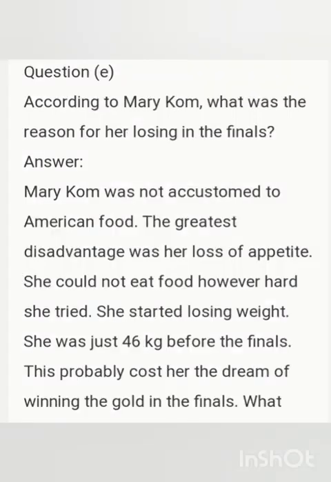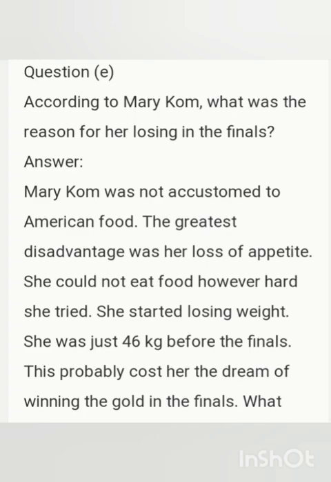Next question. According to Mary Kom, what was the reason for her losing in the finals? The answer is: Mary Kom was not accustomed to American food. The greatest disadvantage was her loss of appetite. She could not eat food however hard she tried. She started losing weight. She was just 46 kg before the finals. This probably cost her the dream of winning the gold in the finals.